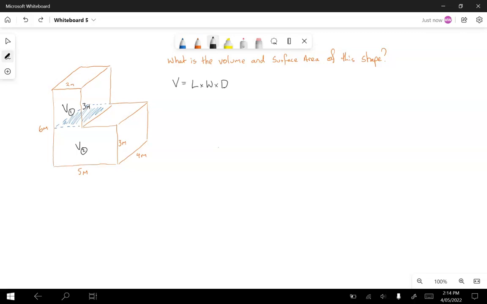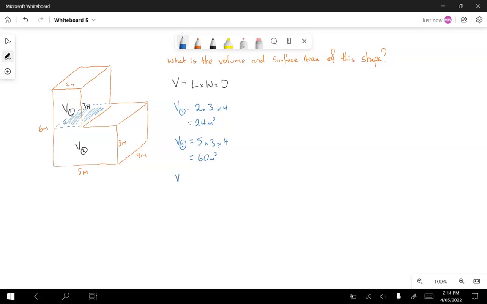So volume 1 is going to be length times width times depth, which is going to be a length of 2, a width of 3 and a depth of 4, which is going to give us 6 by 4, which is 24. And that, of course, is meters cubed. Volume 2, length times width times depth. We've got a length of 5, a width of 3, and a depth of 4. So that one is going to be 5 times 3 is 15, and times 4 gives me 60 cubic meters.